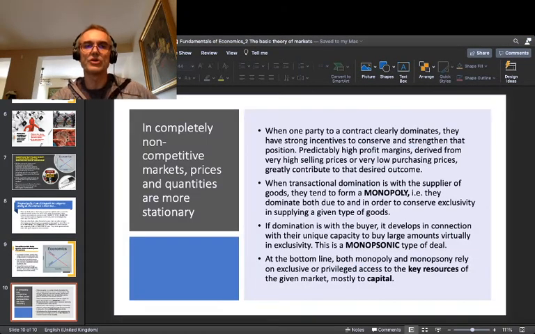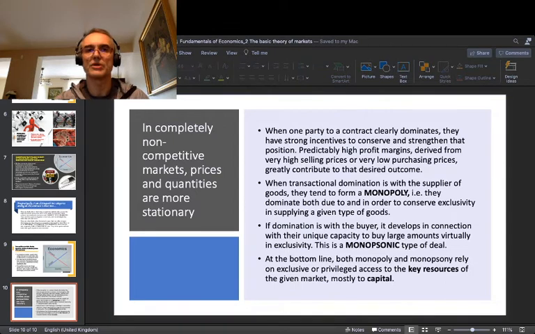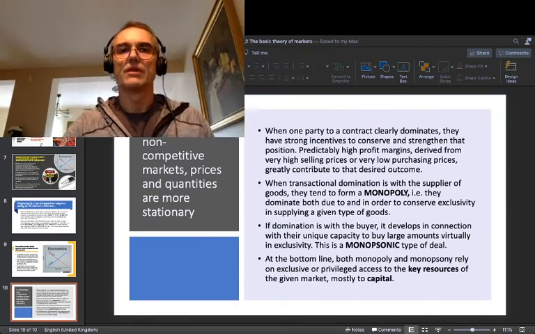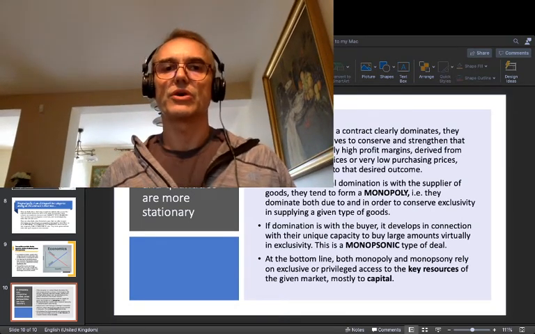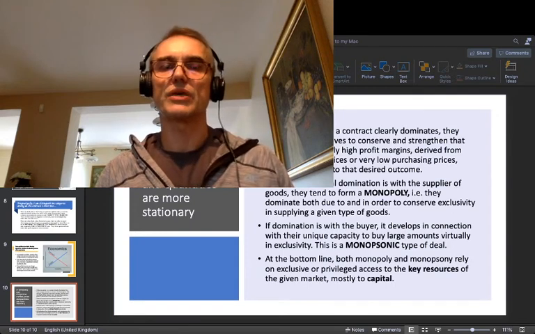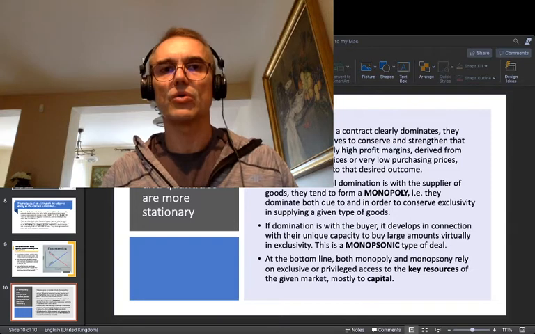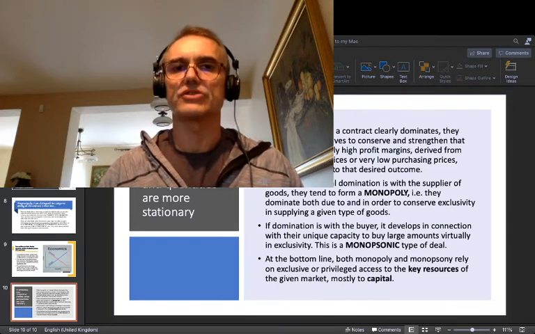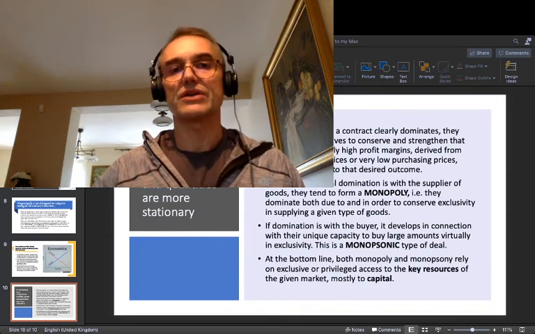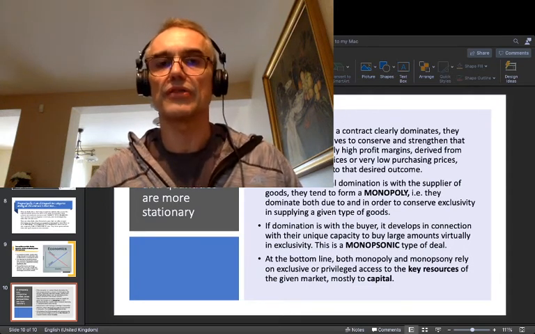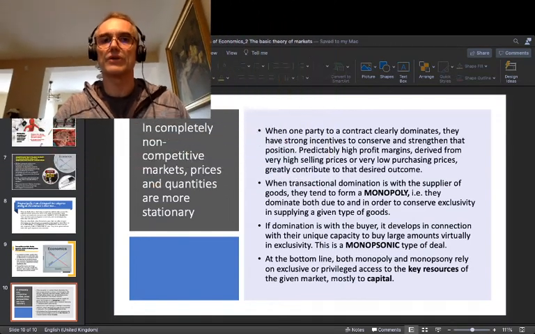And finally, a few words on non-competitive markets, the opposite end as compared to the competitive ones. Essentially, prices and quantities in non-competitive markets are much more stationary. So in other words, whenever you have a market with equal footing in contracts, a market which rewards quick adaptation and lean agility, in that market, prices and quantities can change quickly. In a non-competitive market, they tend to be much more pegged to a certain value, to a certain level.